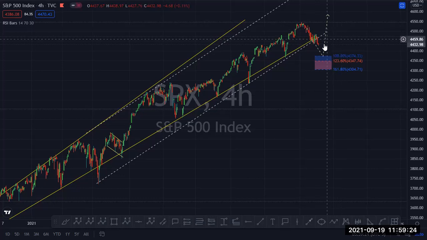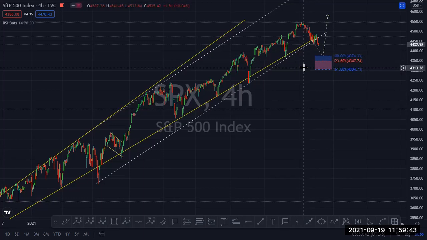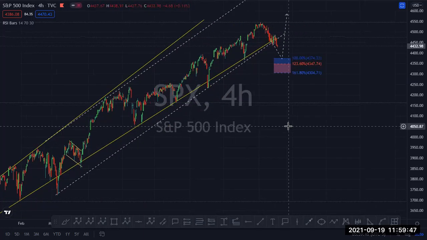But for now, I expect it to drop to this level, 4,370, 4,300, I mean, this very level, 4,300, 4,320, 4,350, and so on. This is where I think it will turn, unless it wants to do double correction, or complex one, or even triple zigzag.